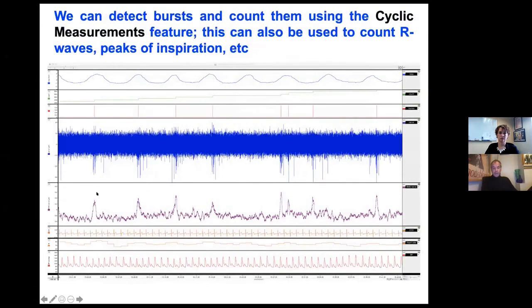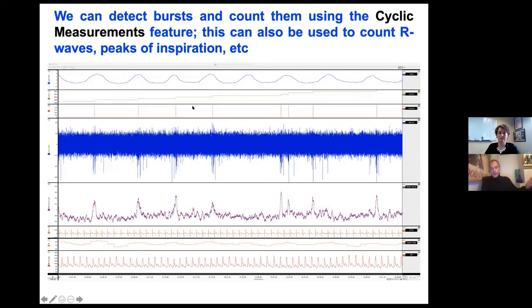And this is shown here. Here's a screenshot of a recording from our lab: spontaneous bursts, negative-going spikes, and this feature, the cyclic measurements, has detected these bursts. And then we can set up another channel, shown in green, where instead of just presenting event markers for each burst, we can get a cumulative count.